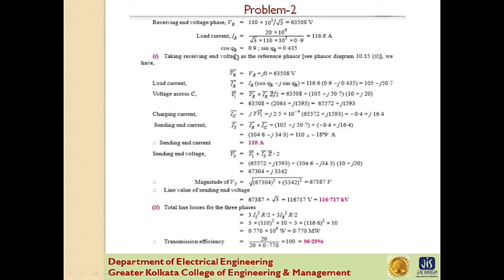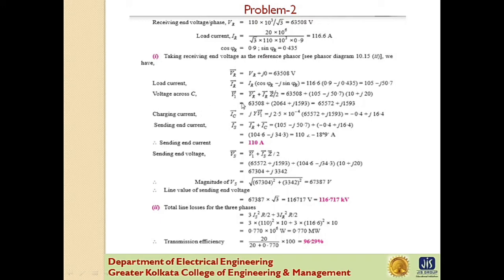Now as cos phi r is given 0.9, we can easily calculate sin phi r, which is equal to 0.435. Taking receiving end voltage as the reference axis, we can write VR equals VR plus j0, and put the value of VR. IR equals, as the power factor is lagging, IR cos phi r minus j IR sin phi r, minus is for lagging power factor. Putting the values of IR cos phi r and IR sin phi r, we get the load current 105 minus j50.7.